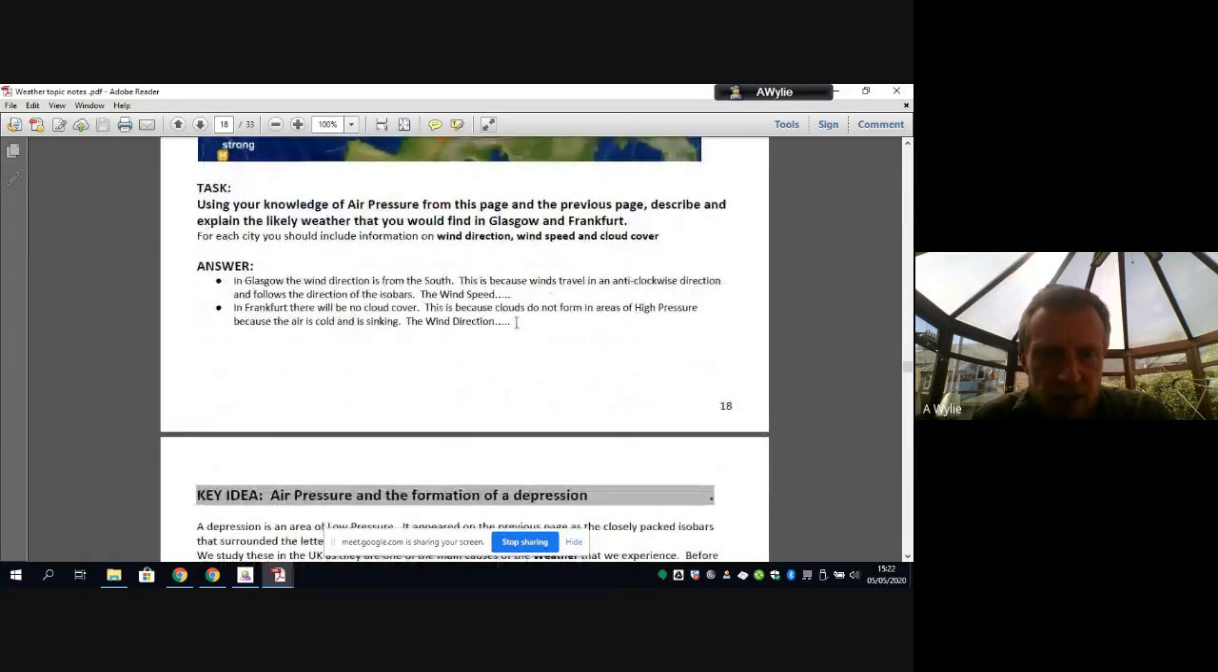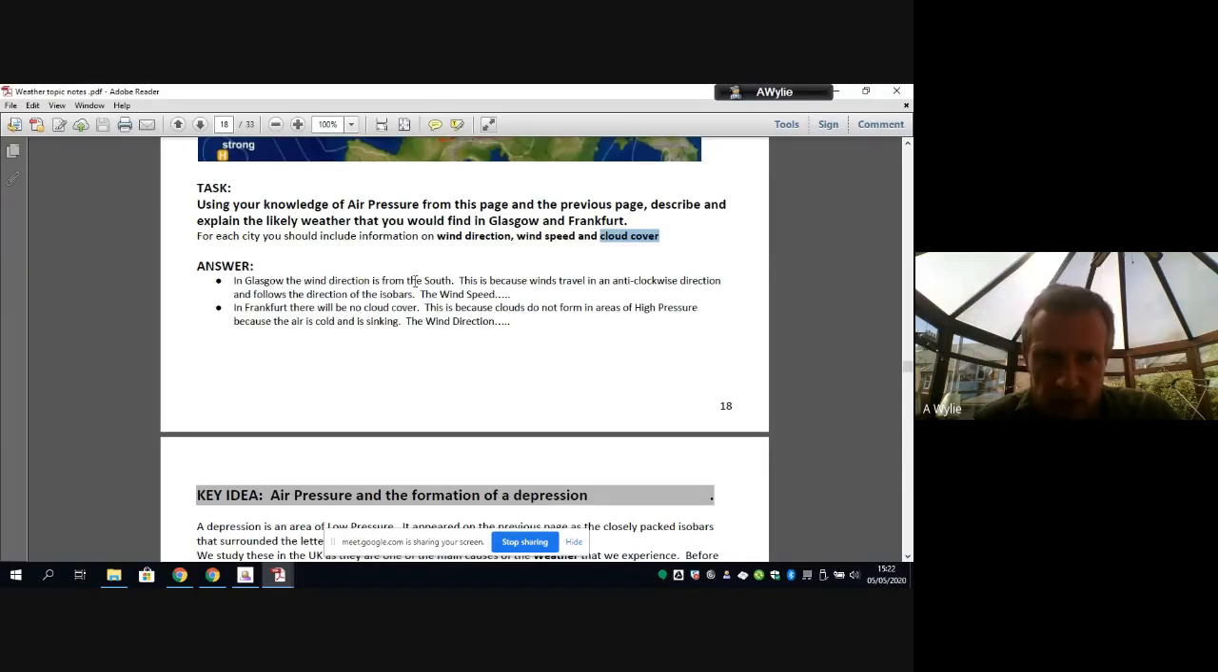However, this question here that we want you to answer, we are going to be marking. So you've got to use your knowledge of air pressure from this page and the previous page to describe the weather in Glasgow and Frankfurt and to explain it. Air pressure will allow you to tell me about the wind direction, the wind speed, and its cloud cover. Those are the three aspects of the weather that air pressure will allow you to figure out.